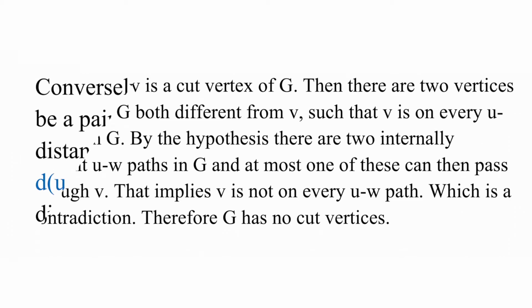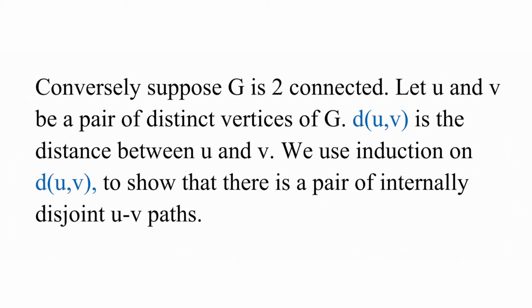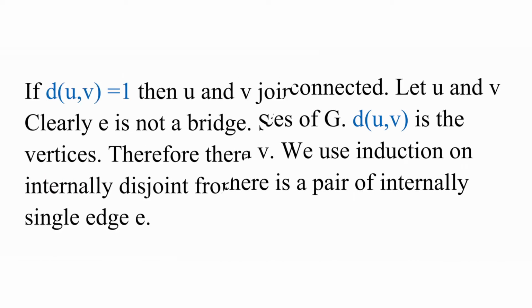Conversely, we are going to take G to be a 2 connected graph and let U and V be a pair of distinct vertices of G, and d(U, V) is the distance between U and V. We are going to use induction on d(U, V) to show that there is a pair of internally disjoint UV paths.